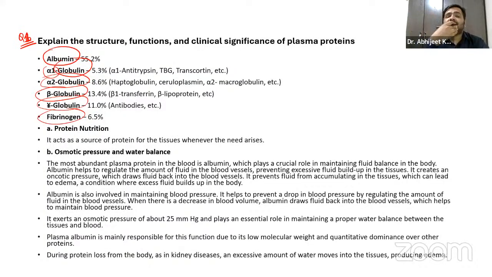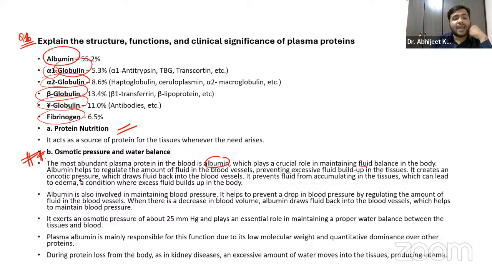Now, coming to the structure, guys, these are the basic plasma proteins that are found. Apart from that, you have to know about the functions. They have multiple functions in our body, so you just have to mention the protein functions. The most abundant plasma protein is albumin, and something very important is the osmotic pressure and the water balance that it helps to maintain. It plays a crucial role in maintaining the fluid balance in the body, right?